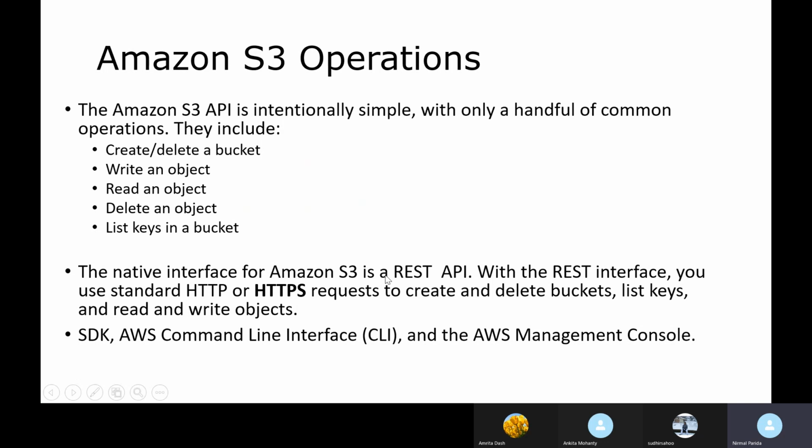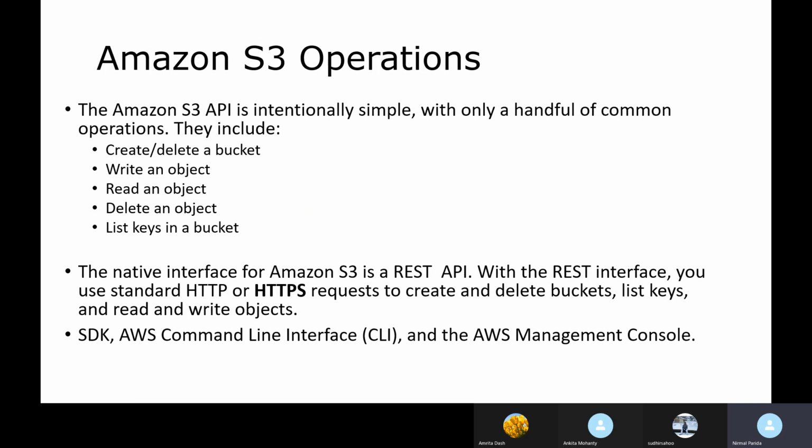The native interface for Amazon S3 is the REST API. You can say the native interface, or lower level interface, is the Amazon S3 REST API. With the REST interface, you use standard HTTP or HTTPS requests to create and delete buckets, list keys, and read and write objects.